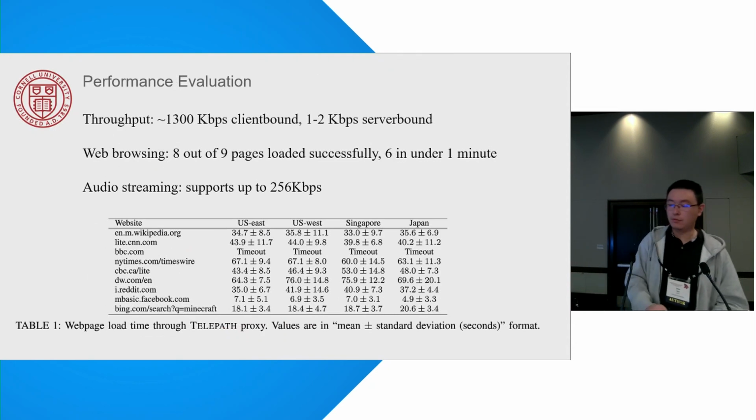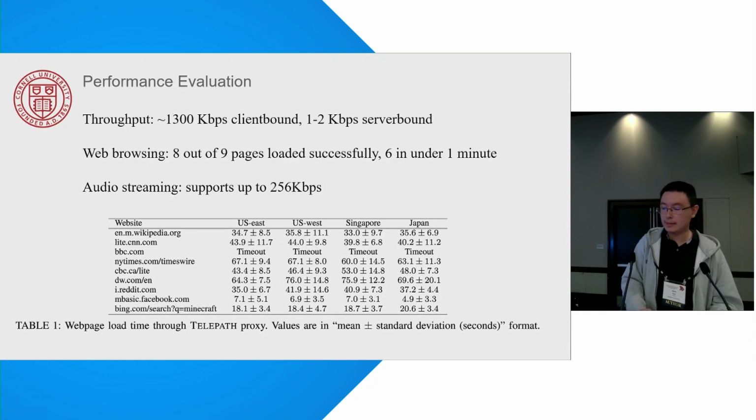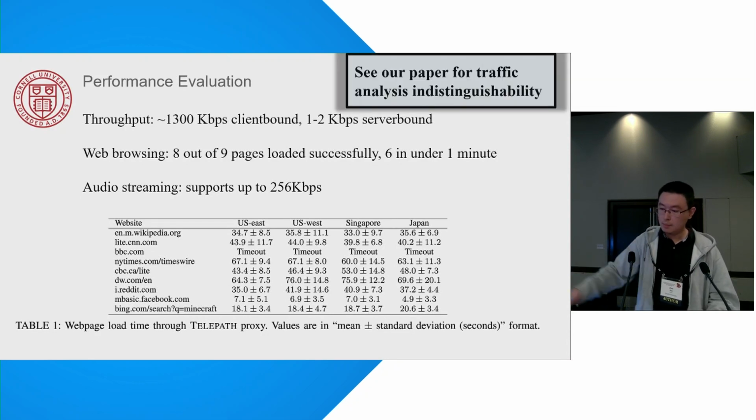Next, let's look at performance. The throughput is about 1,300 kilobits per second client-bound and 1 to 2 kilobits per second server-bound. We use TELEPATH to browse 9 popular websites that are blocked by censors in many countries. 8 out of 9 pages loaded successfully, and 6 in under 1 minute. 1 page timed out due to the large amount of requests made. TELEPATH can also support audio streaming up to 256 kilobits per second. Please see our paper for traffic analysis indistinguishability.